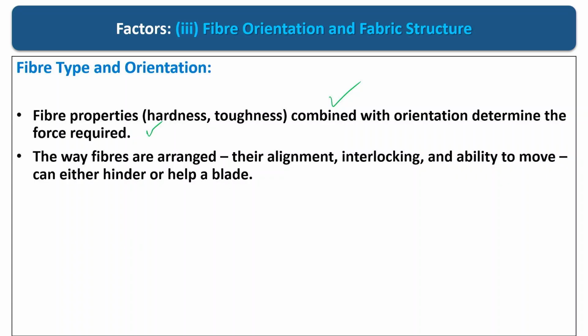Now, the way the fibers are arranged in the yarn and also in the fabric, that also affects. So, the alignment, interlocking, ability to move can either hinder or help the blade. So, that cut resistance can be manipulated by manipulating the direction of the fiber.